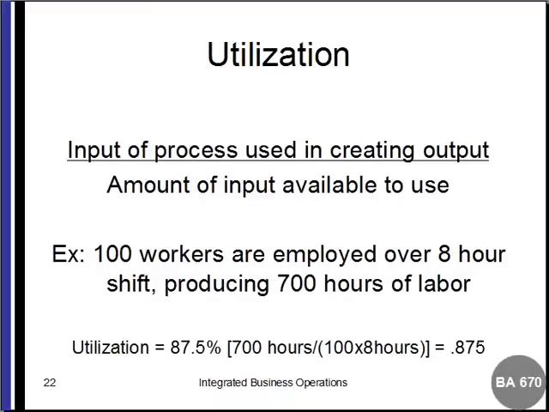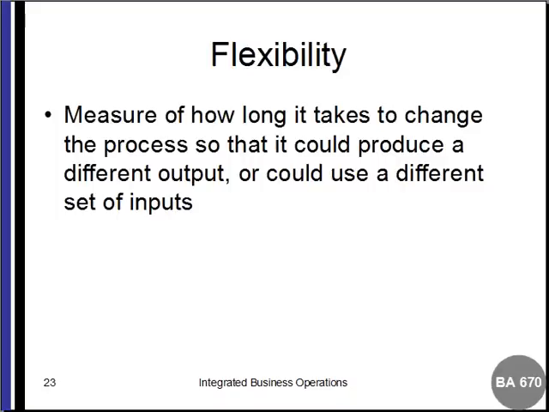There's also the concept of utilization: the amount of input of the process used in creating output divided by the amount of input available to use. An example is 100 workers employed over an 8-hour shift producing 700 hours of labor. Utilization is 87.5%. In other words, they're only working 700 hours even though they're available 800 hours. So they're not 100% utilized. And a question might be, is that a good thing or a bad thing? And believe it or not, you can come up with good responses for both answers.